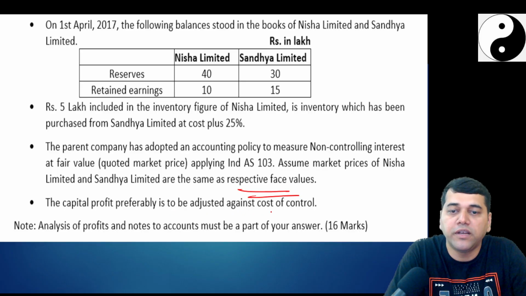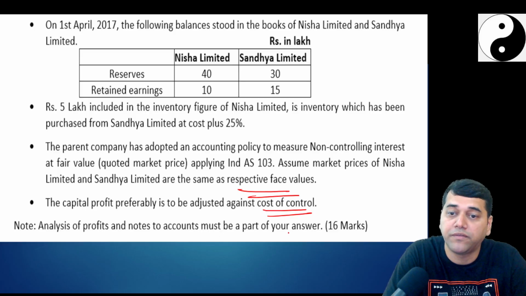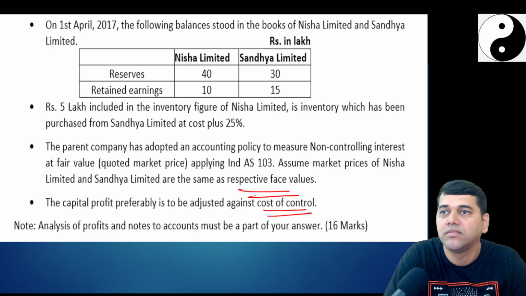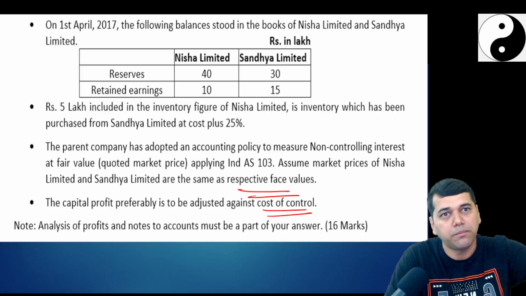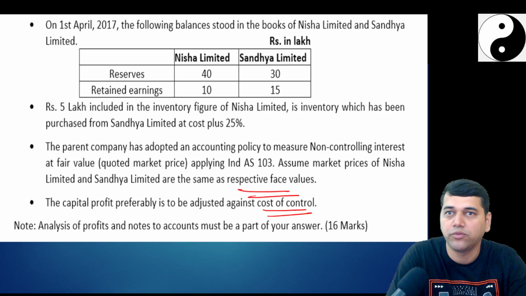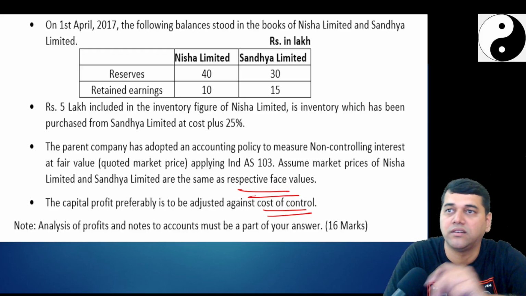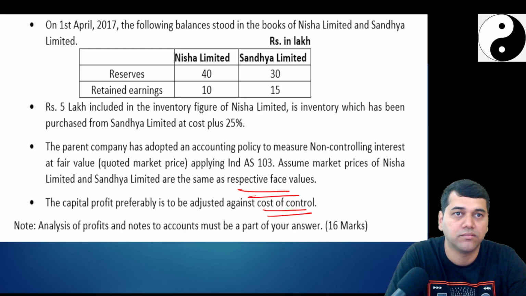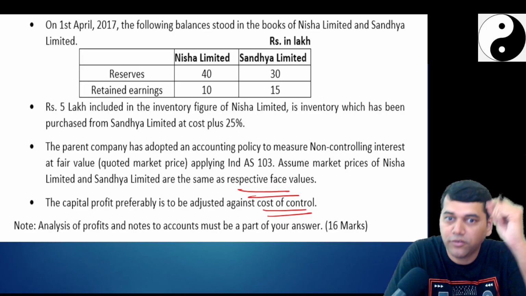Capital profit preferably is to be adjusted against the cost of control. What does this mean? If there is a bargain gain, you adjust it against the goodwill. But where is the goodwill here? That means if in one place you get a bargain gain and in another place a goodwill, they say consolidate and show the net. Don't show goodwill on one side and bargain gain on the other. But here I think you get bargain gain in both places. So one more new learning for us.